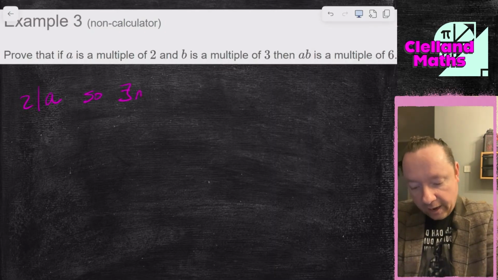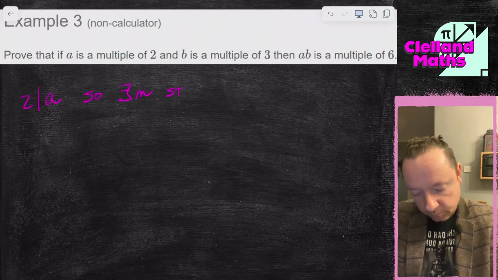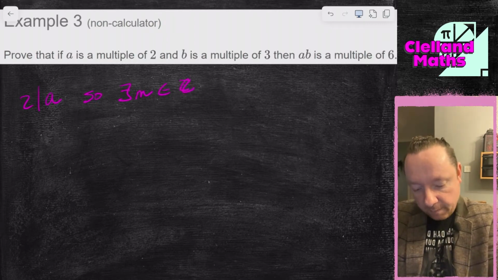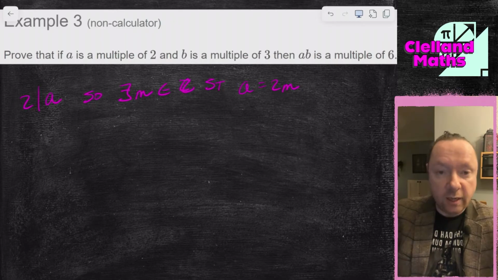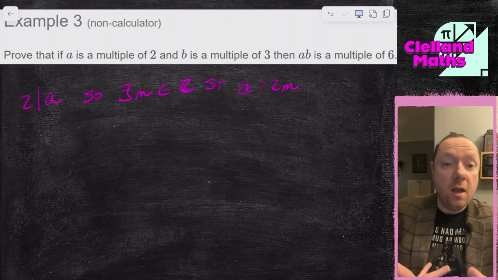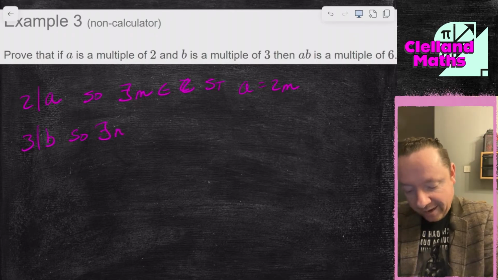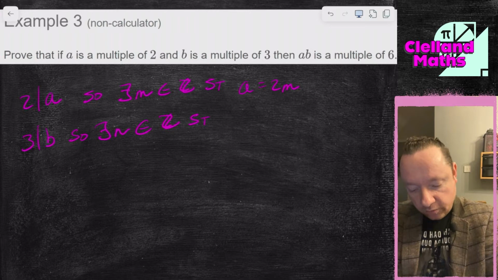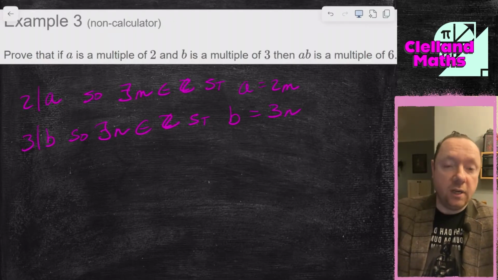So there exists an M such that M is a member of Z, Z being the integers, such that A is equal to 2 times M. So to say that a number is a multiple of 2, you're just writing it as 2 times something or other. So that's basically all that's saying. And similar to show something's in the 3 times table, we're looking for something which is times by 3. So we can just say that 3 divides B. So there exists an N, a different letter, a member of the integers, such that B is equal to 3 times N. So now we've got our numbers written as a multiple of 2 and 3.